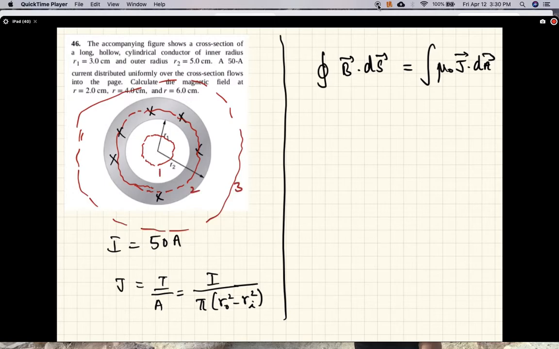Okay, so what we're going to do is take this line integral around these three loops, 1, 2, 3, for those three regions.